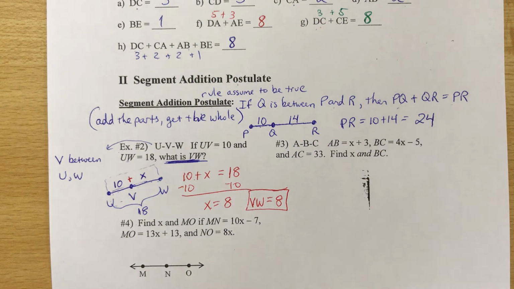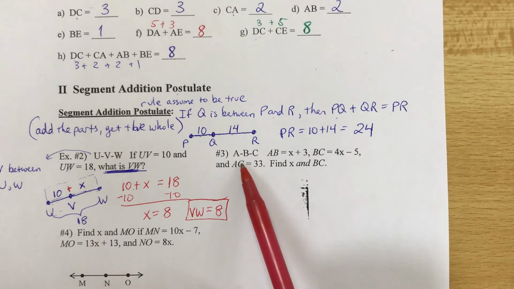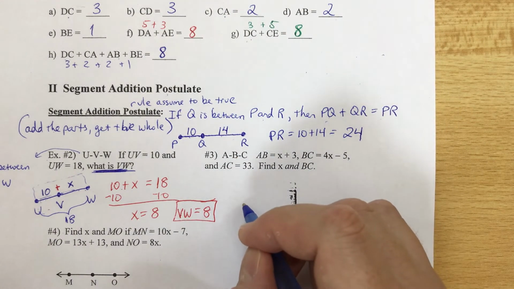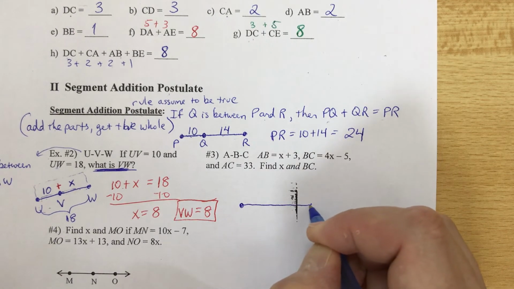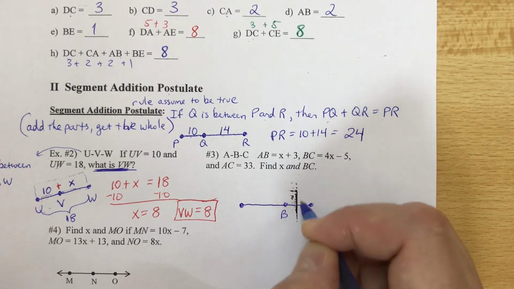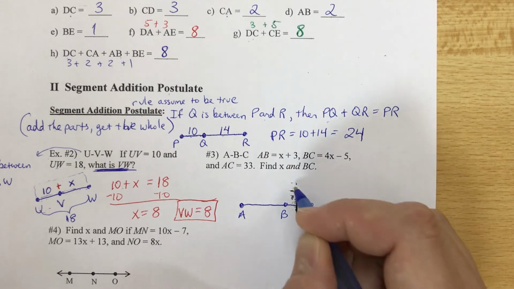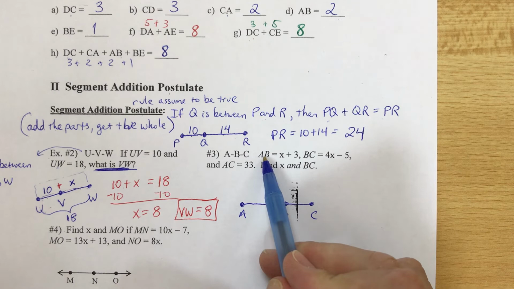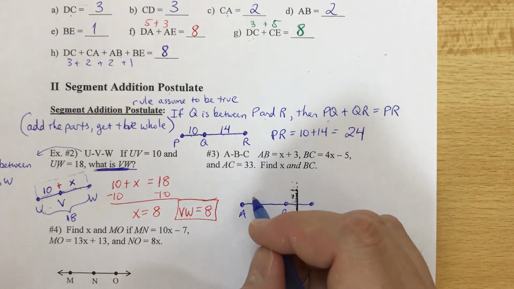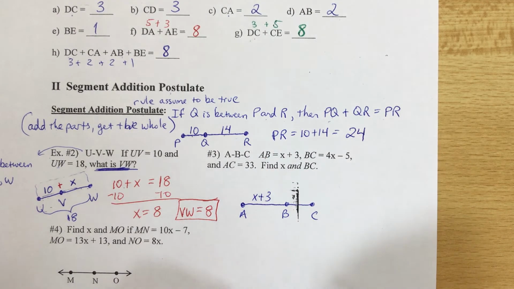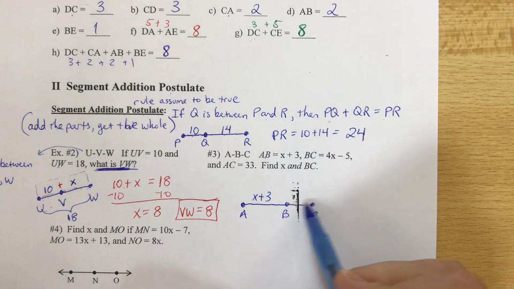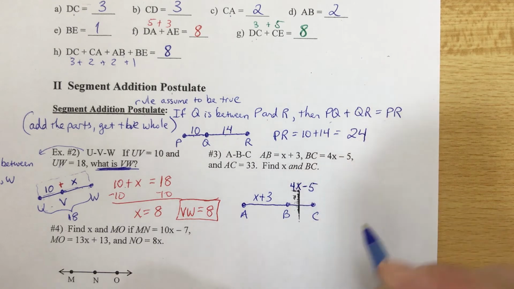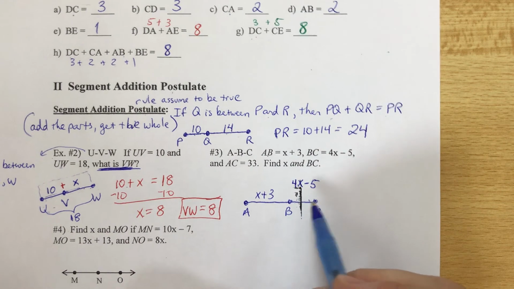We're done. All right, let's take number 3, A dash B dash C. So what that means is point B is between points A and C. I'm sorry for this thing being cut off, or that little mark right there from the copier. The length of AB is x plus 3. So here's AB. I'm going to put x plus 3 there. The length of BC is 4x minus 5. Okay. I'll just label it like that. So here's 4x minus 5.